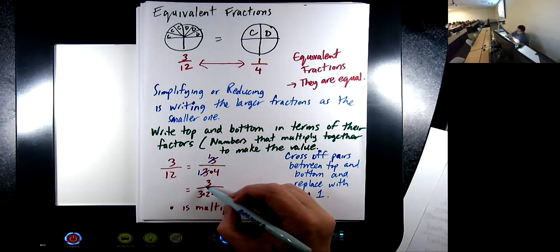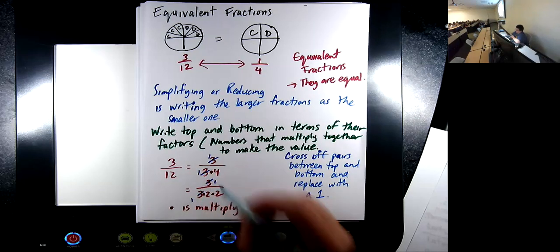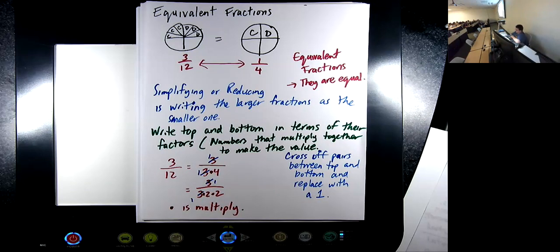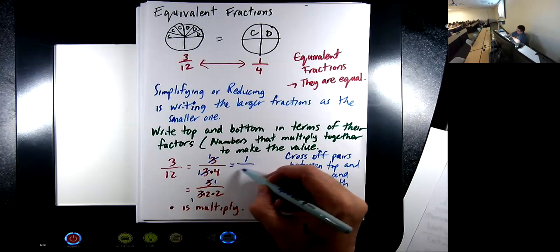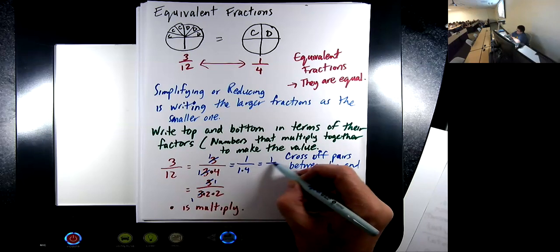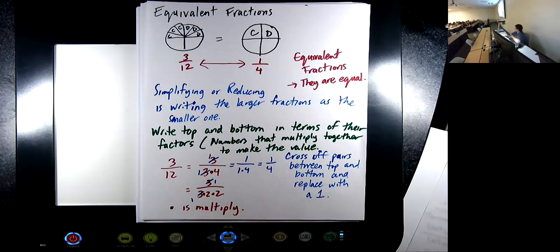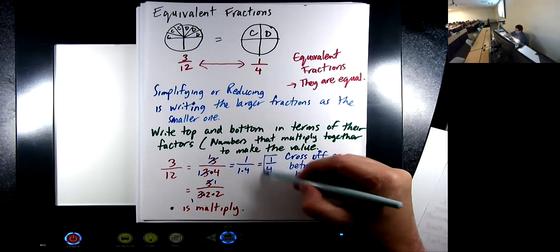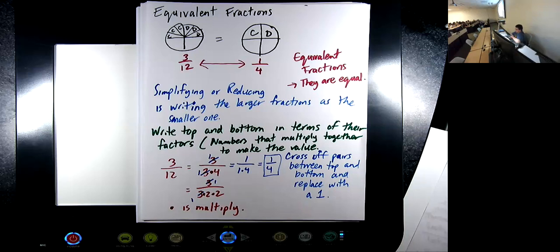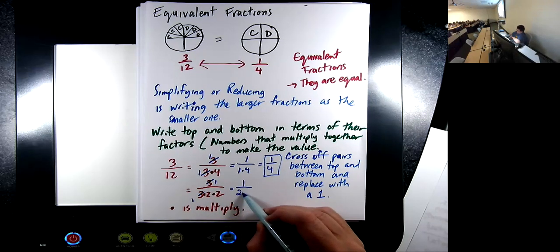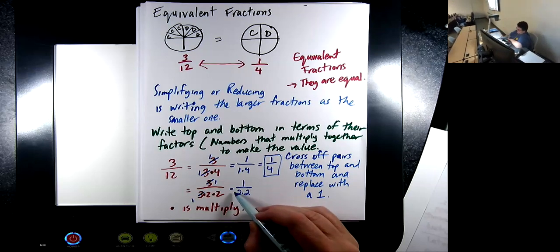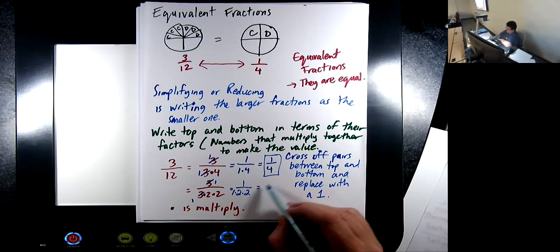Or I could do that down here. So this says I have 1 on top and I've got 1 times 4 on bottom. And 1 times 4 is 4. And so we got our 1/4. That's what we were looking for, right? Same thing here: 1 over 2 times 2 times 1 is 1/4.